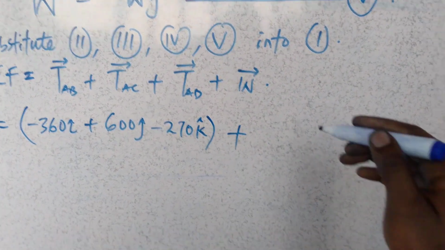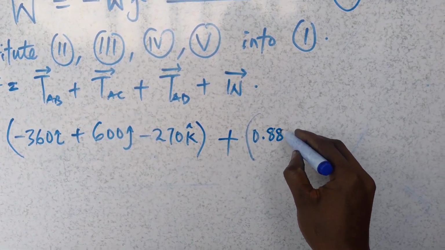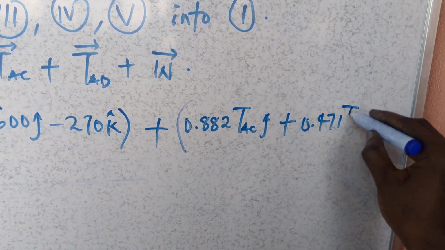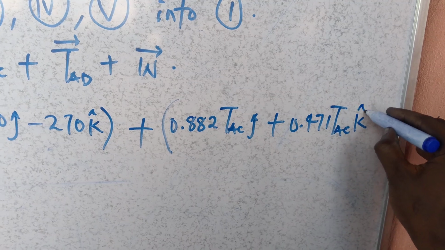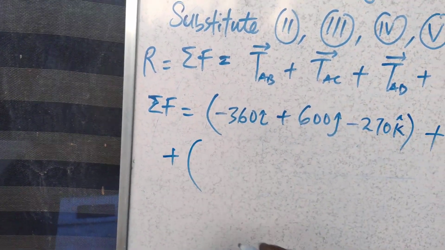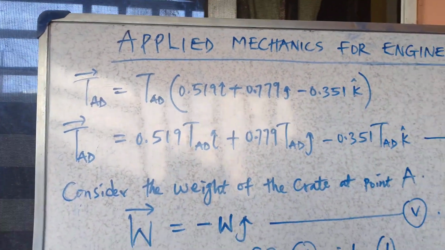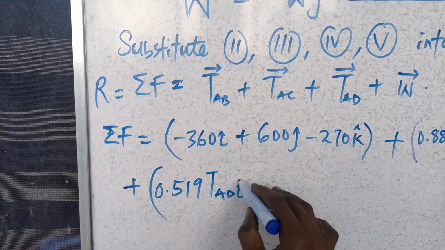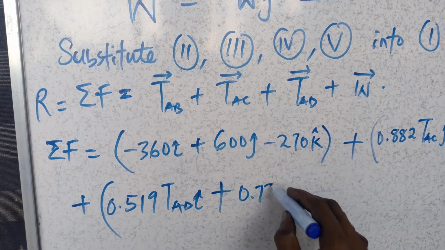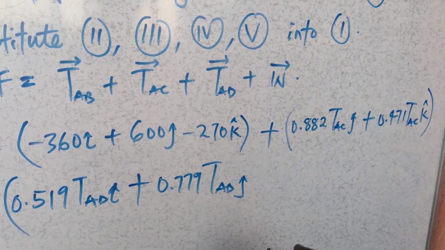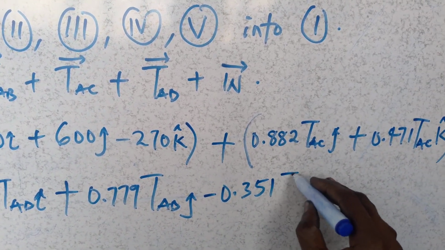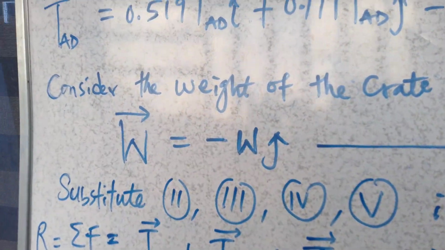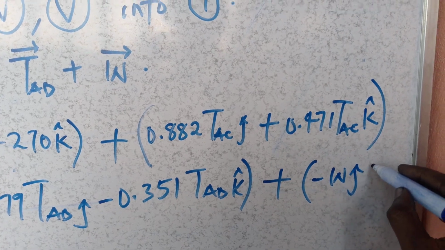I put equation 3 inside an open bracket: 0.882 TACJ plus 0.471 TACK, plus equation 4: 0.519 TADI plus 0.779 TADJ minus 0.351 TADK, plus the weight, which is minus WJ.